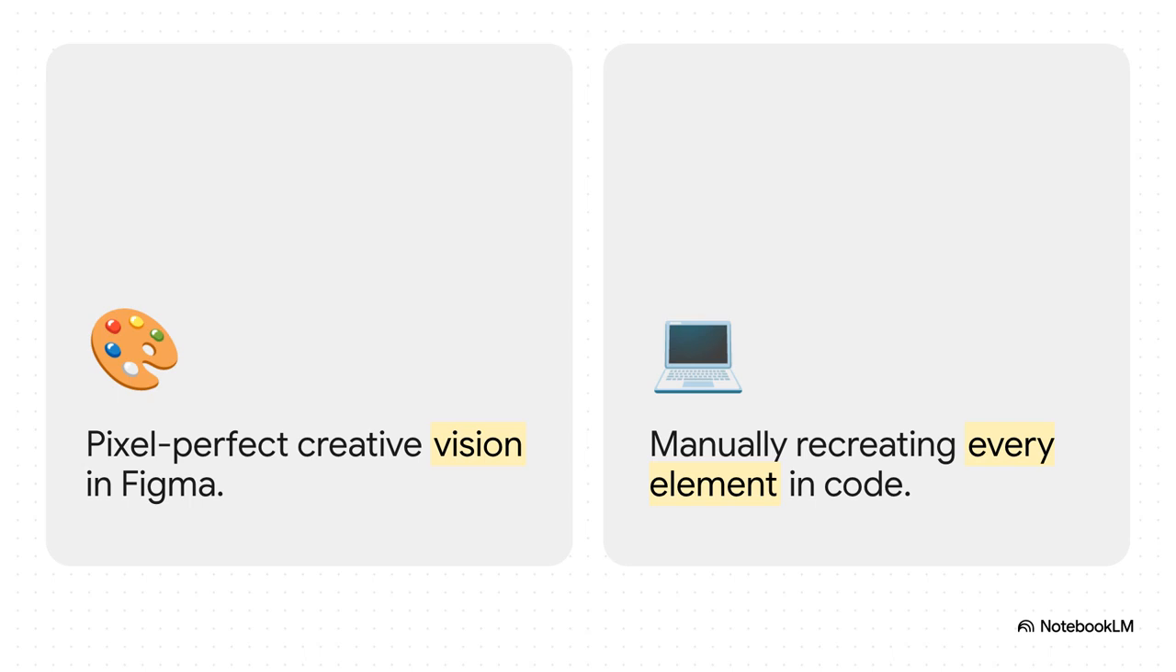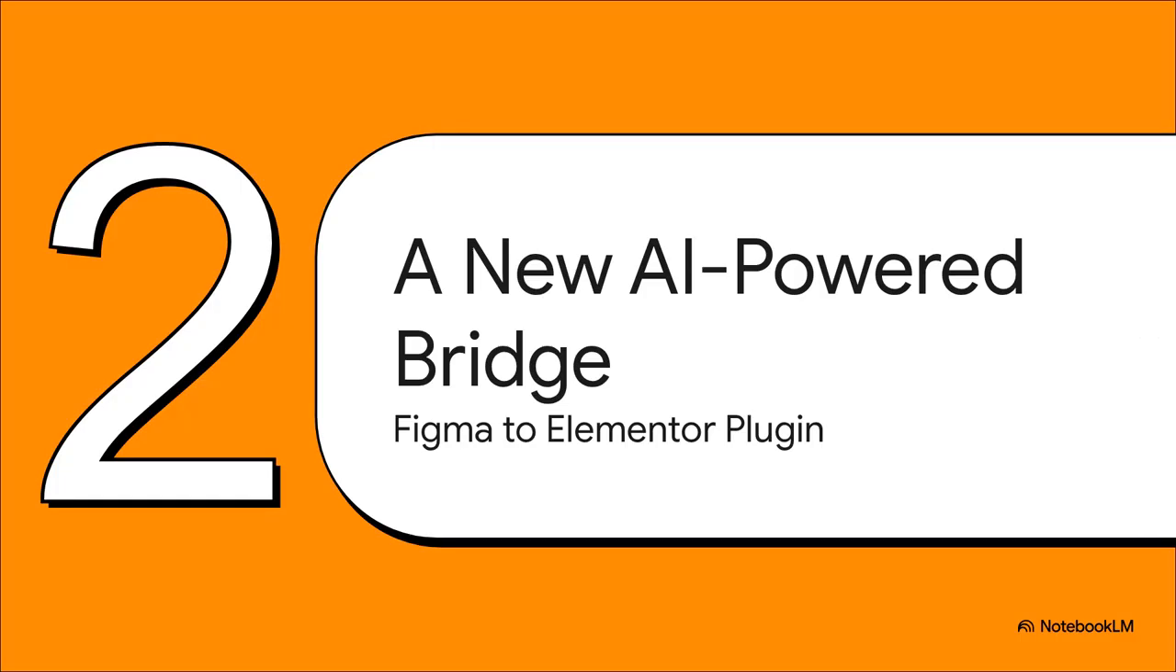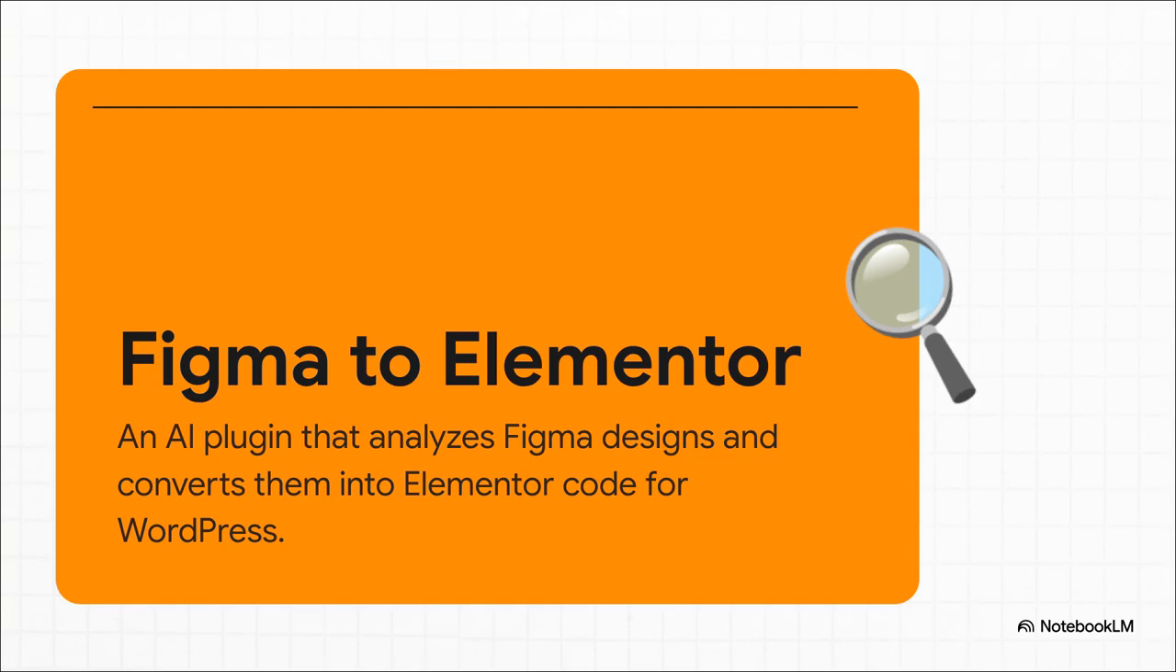It's manually rebuilding every box, matching every font, and just endless, tedious tweaking to make the website look like the design you already made. But what if you could just build a bridge over that gap? A way to connect those two worlds without all the manual labor in between? Well, that's exactly what this new tool, the Figma to Elementor plugin, is all about. Let's dive in.